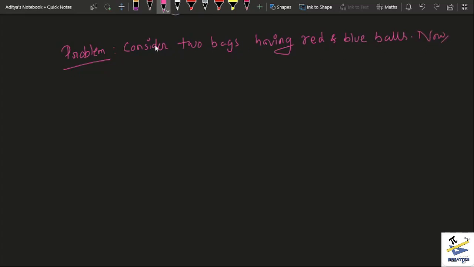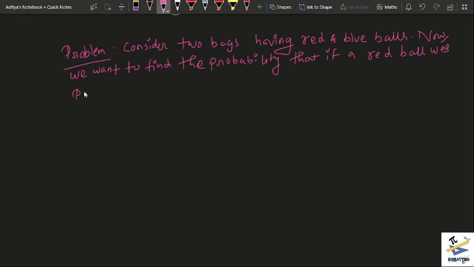Now we want to find the probability that if a red ball was picked, it was from bag 1. So this is the probability that we want to find.